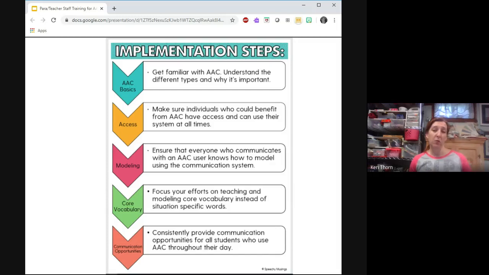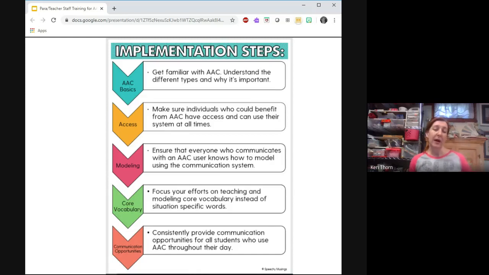They may use different modes in different situations, and that's okay too. So they may use their iPad-based device throughout their school day, but then maybe when they use the bathroom, they have a communication board. So that way, depending on the situation, they can use a different modality. But as long as they have access to something, they always need some form of consistent communication in all of their settings.